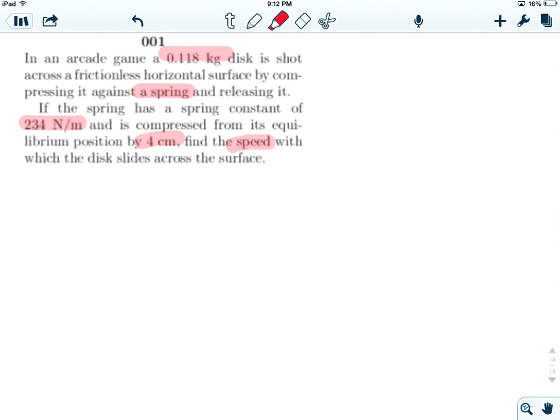So basically what you need to think of when you're working this problem out is looking at the equation. Well, what are we dealing with? We're dealing with a compression of the spring. So we have an elastic potential energy, and once it's released, it turns from potential energy into kinetic energy. All the energy that's stored in that spring is going to transfer into the disc as kinetic energy. So we set the equations equal to each other.